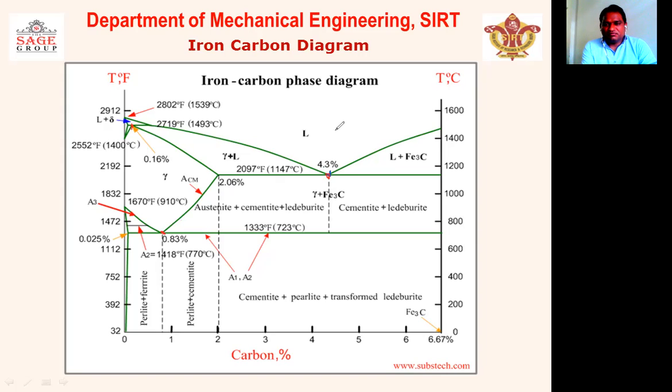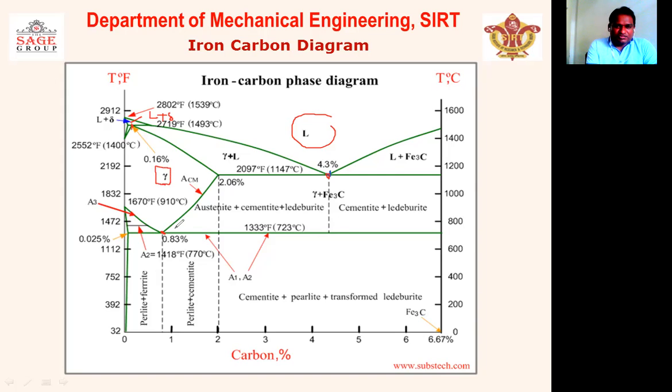So above the eutectic point, there is a liquid phase, right? And on this region, there is the phase of L plus delta, right? And below the peritectic point, the phase available is gamma, known as austenite.